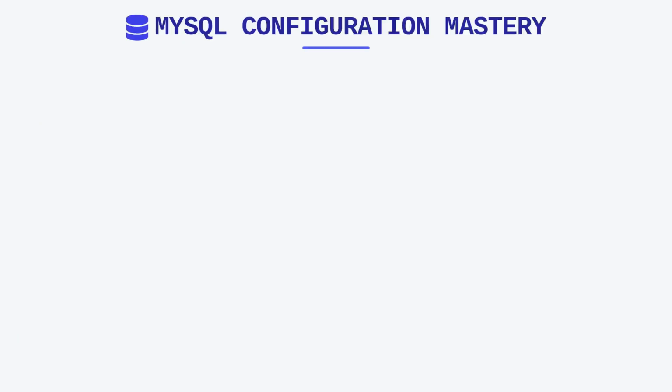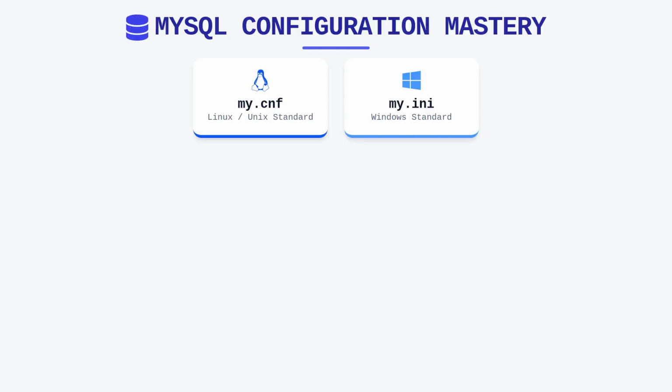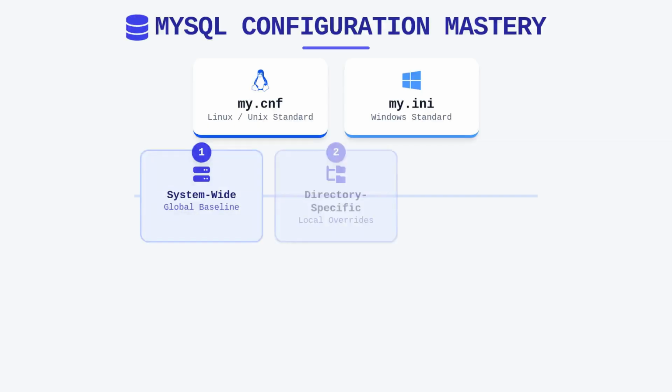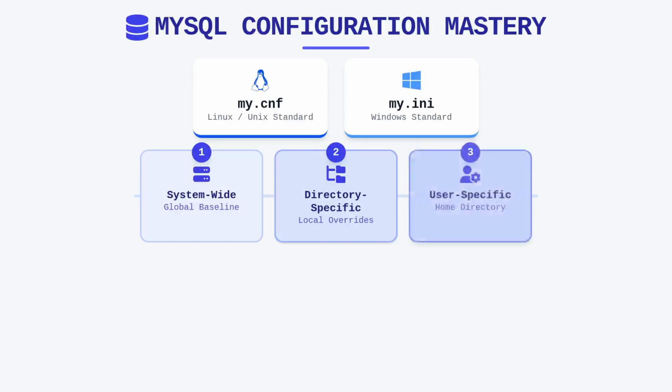The primary configuration files, known as my.cnf on Linux or my.ini on Windows, act as the definitive source of truth for your MySQL instance's runtime behavior. MySQL enforces a specific search order when it initializes, typically beginning with system-wide settings, followed by directory-specific files, and ending with user-specific configurations in the home directory. Understanding this hierarchy is crucial because a configuration parameter defined later in the search order will override an earlier definition, which can lead to confusing behavior if you are unaware of how these files are layered.